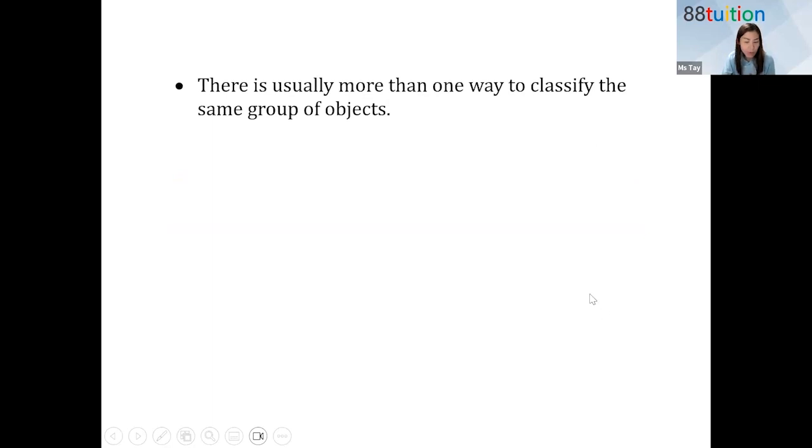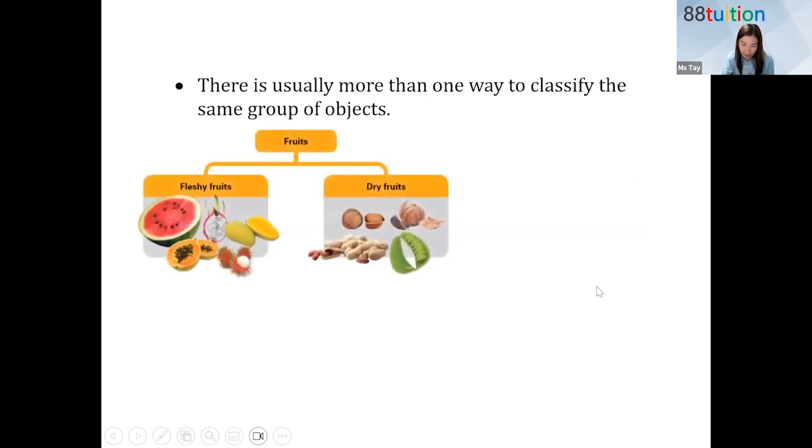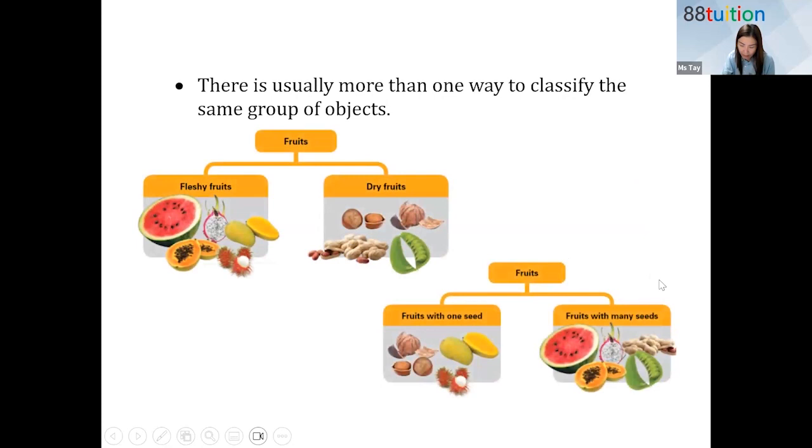There will usually be more than one way to classify the same group of objects. For example, if you talk about fruits, it can be classified in one way, like fleshy fruits or dried fruits. The other way is fruits with one seed, then fruits with many seeds. They are actually the same type, so I have all the same types here, classified in two ways. So it really depends on how you want to do it.